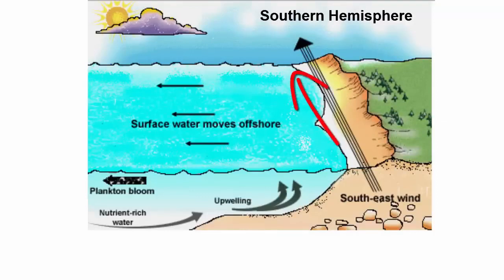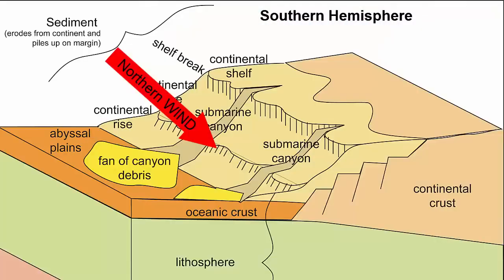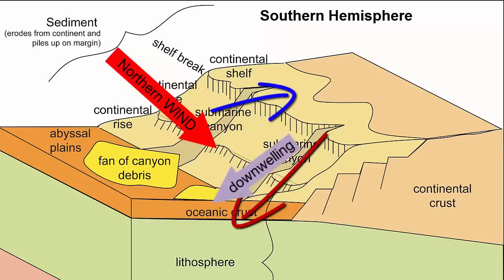When winds are moving from the south, the leftward Coriolis deflection causes water to be pulled away from the shoreline. Deep water wells up to take its place. The reverse happens when the wind changes direction. When the wind comes from the north, the leftward Coriolis deflection pushes water up onto the beach and causes downwelling.